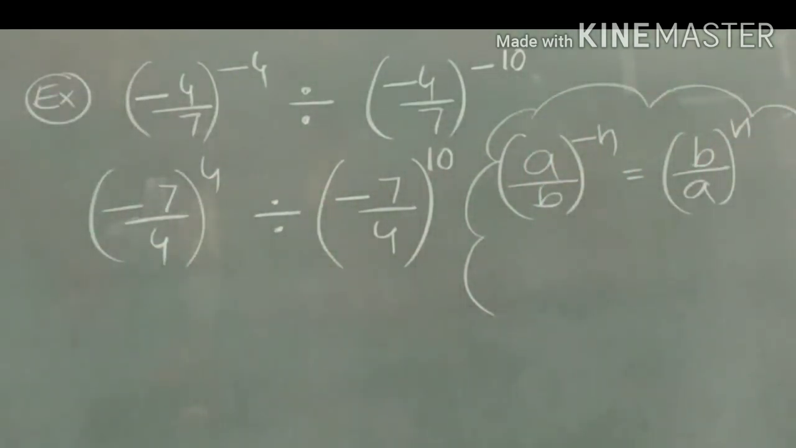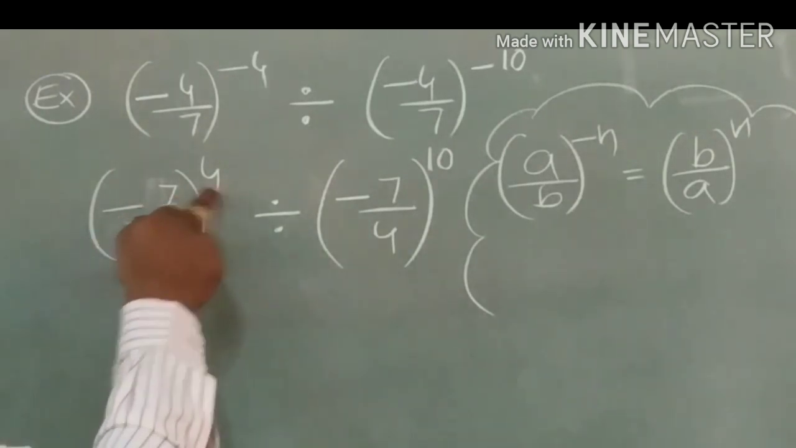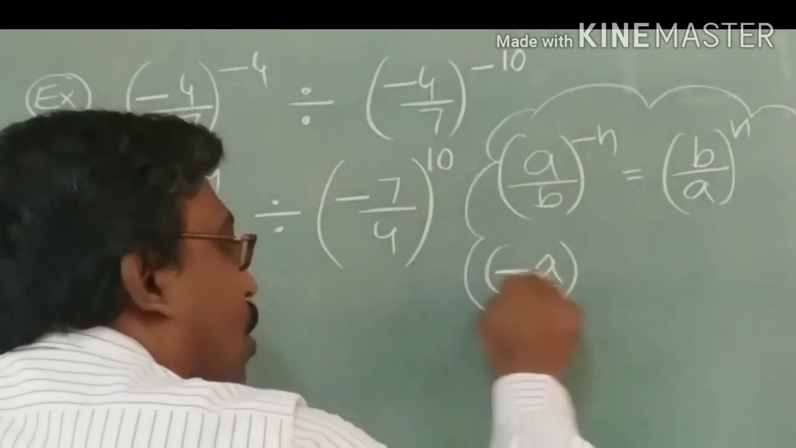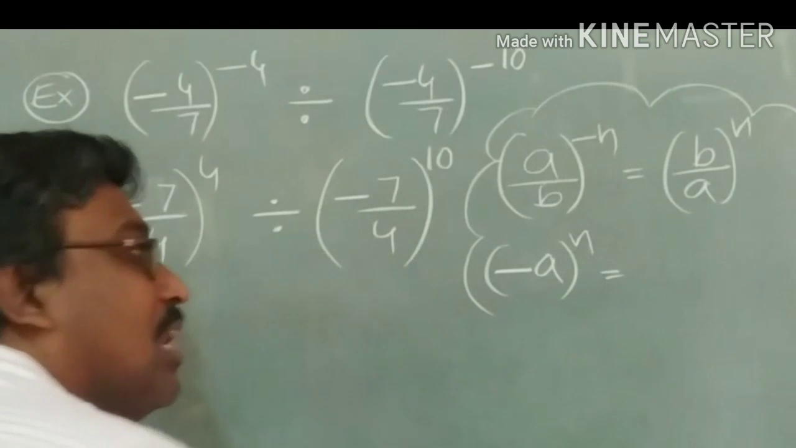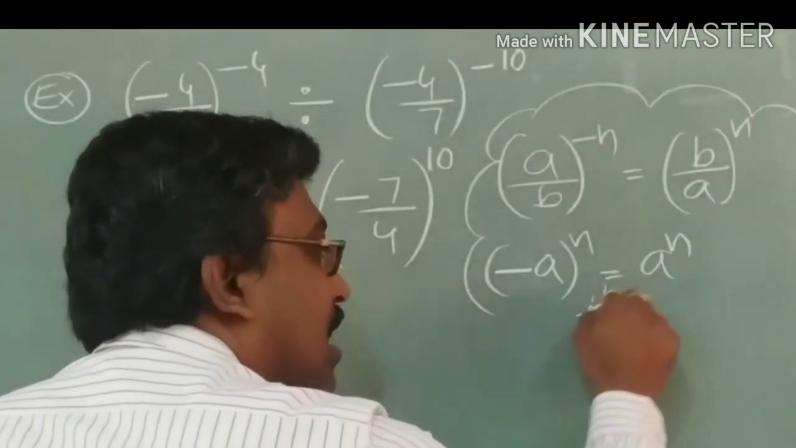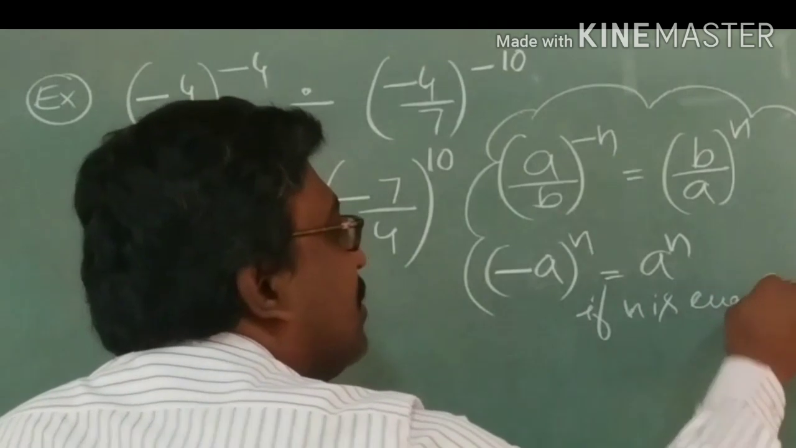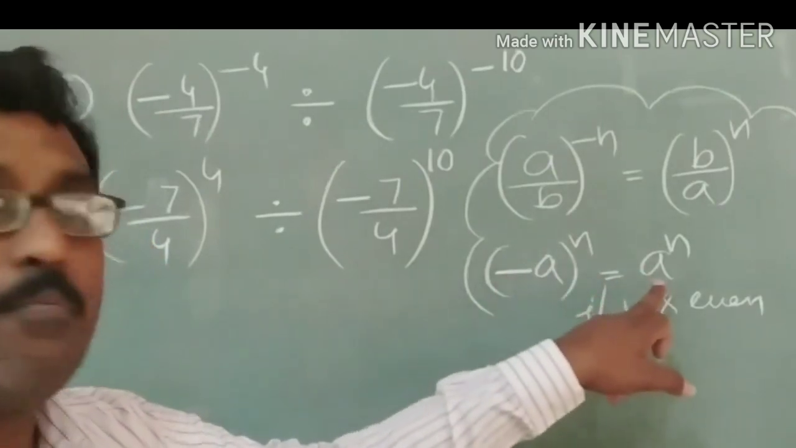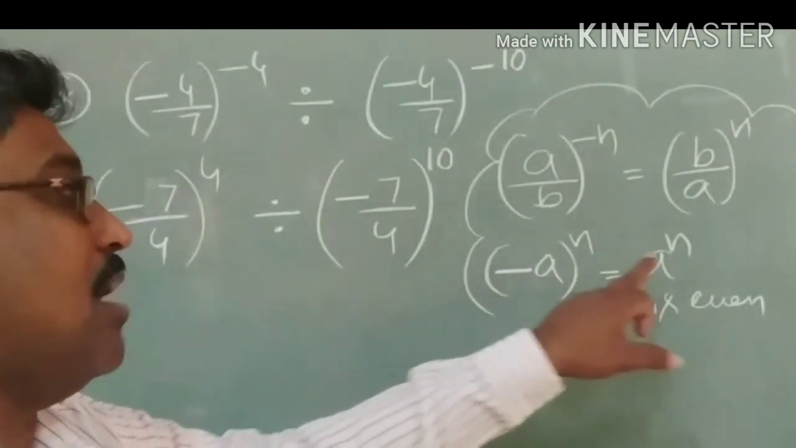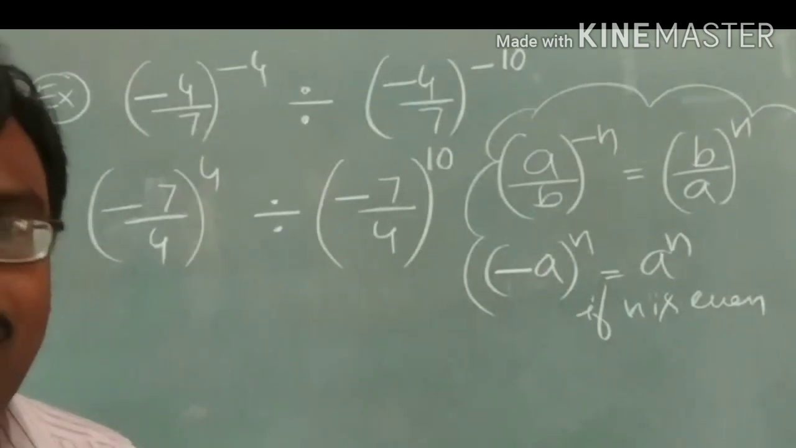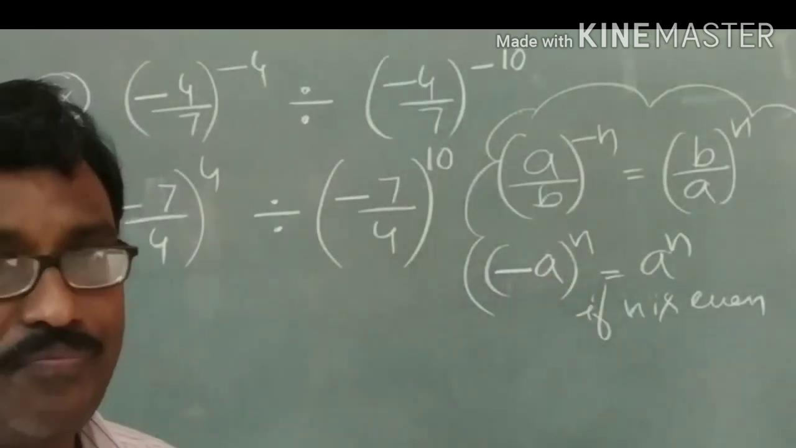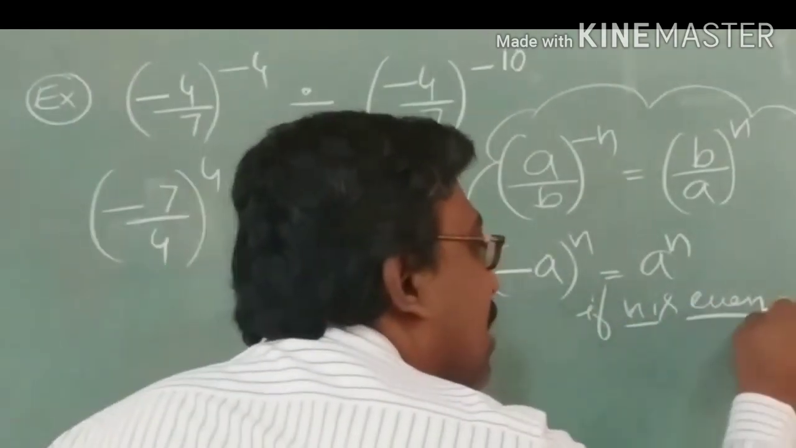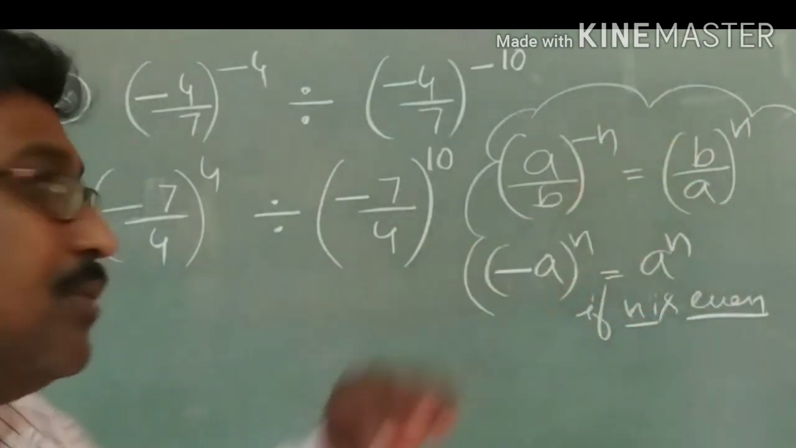Now, minus whole to the power of an even number. Suppose minus a whole to the power of n will be a power n if n is even. So, if the power is even, the minus will become positive. If n is odd, minus will become negative. You already learned this. The same formula I used here. Minus whole to the power of an even number, n is even, then it will become positive.